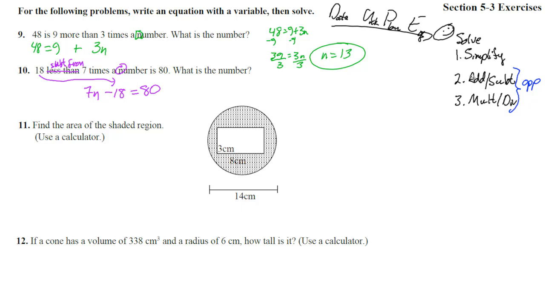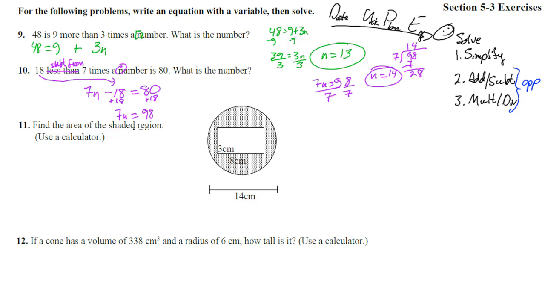It looks like it's simplified. Add or subtract, so we're going to add 18 to both sides. So we get 7n equals 98. Let's write it over here. 7n is 98. Divide by 7, and we get n equals, I don't know what 98 divided by 7 is. Let's try it. 7 goes into 9 once. 7, subtract, and we get 2, bring down the 8. 7 goes into 28 4 times evenly, so it is 14. n is 14. Good.